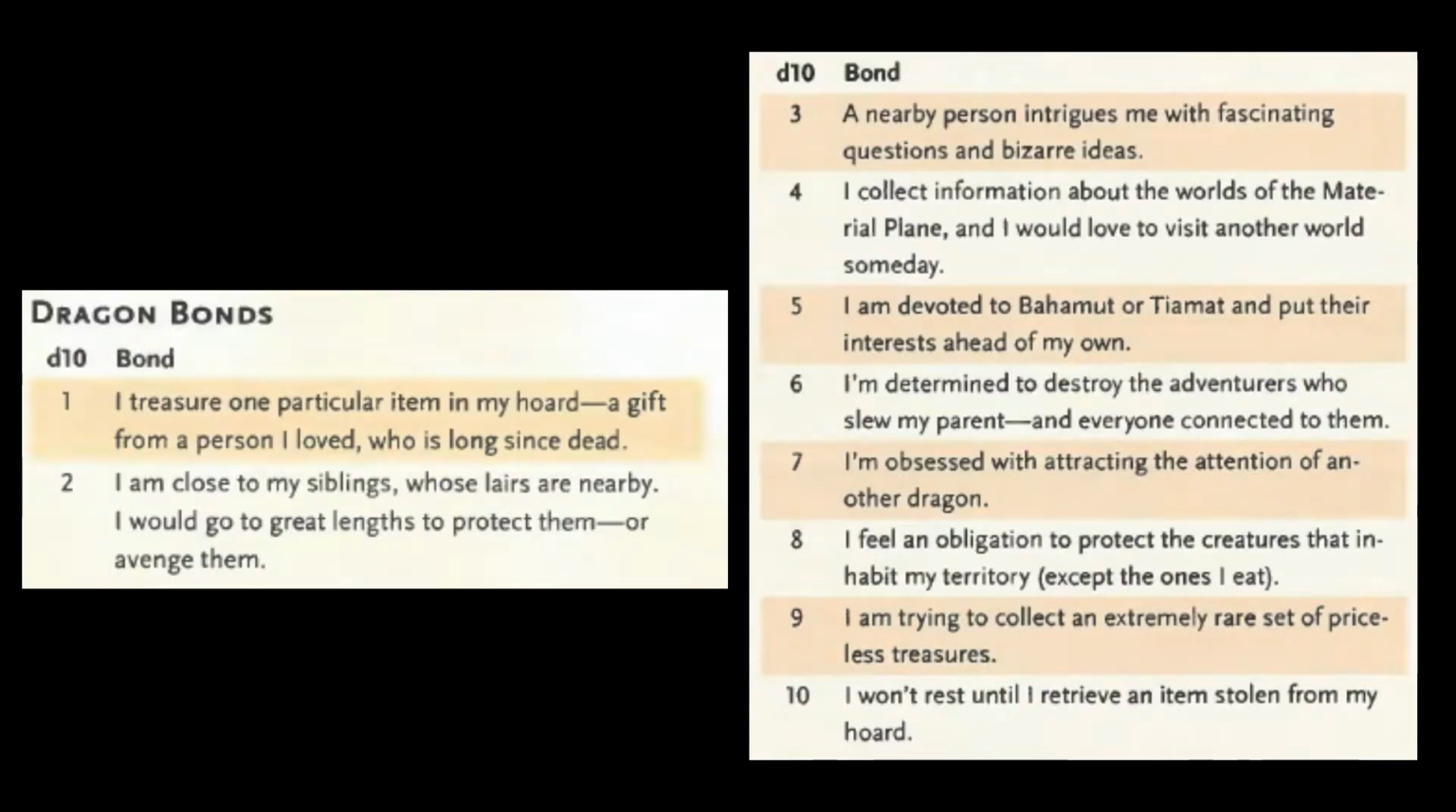Now the next one is dragon bonds, and in this case I actually rolled and I got number 4. Number 4 says I collect information about the worlds of the material plane, and I would love to visit another world someday, which I think is pretty cool. I feel like I could have gotten many of these options and been able to weave it into Nadar, but I feel like this is one of the better options for what I was hoping to go for.